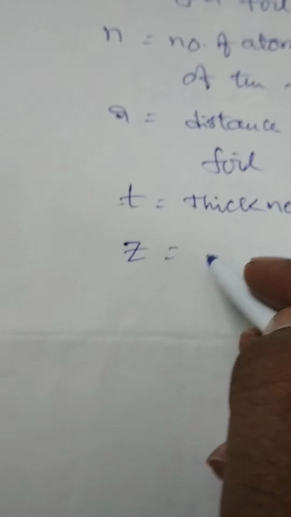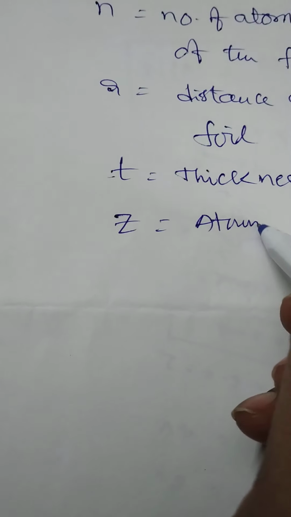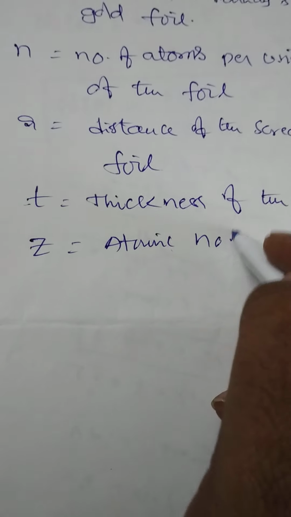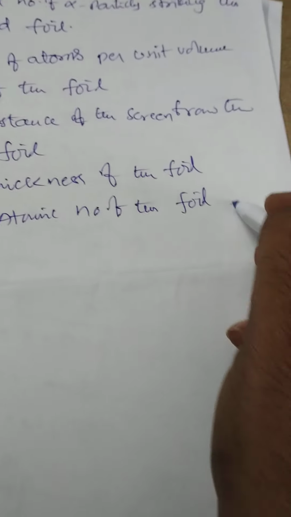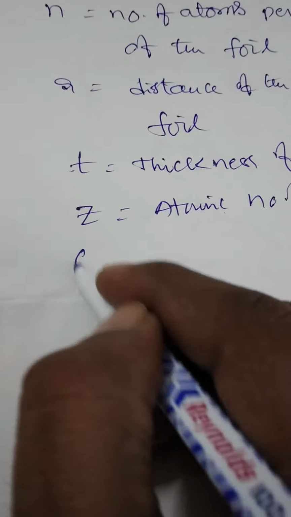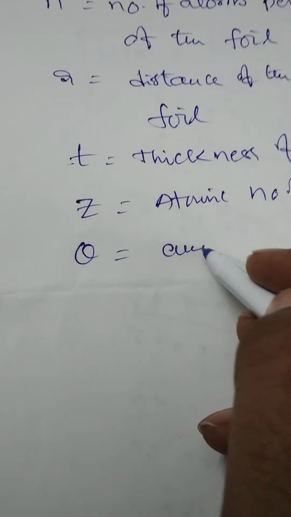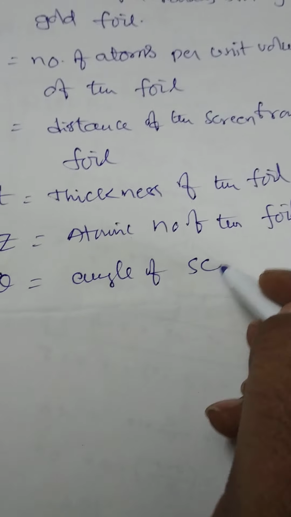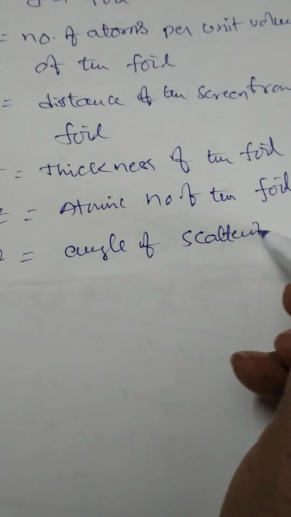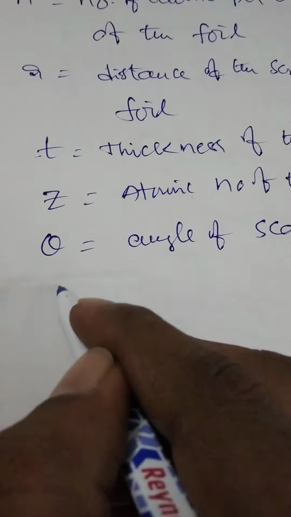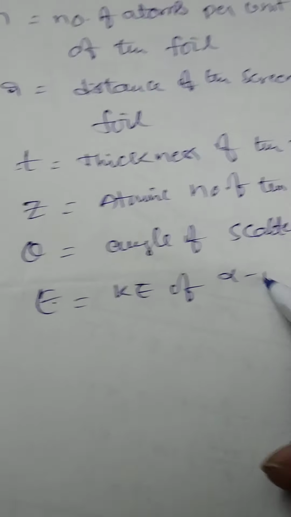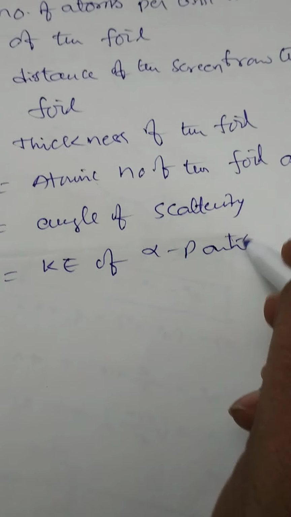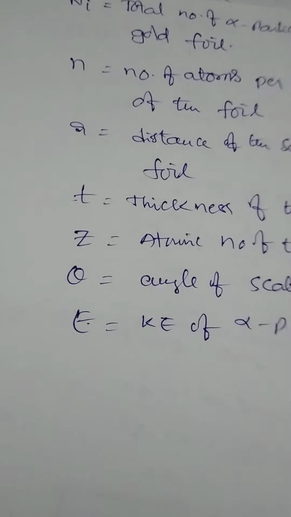Z is the atomic number of the foil atoms. Theta is the angle of scattering. Capital E is the kinetic energy of alpha particles.